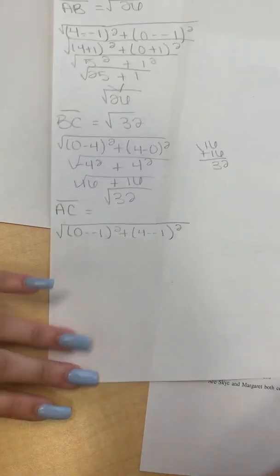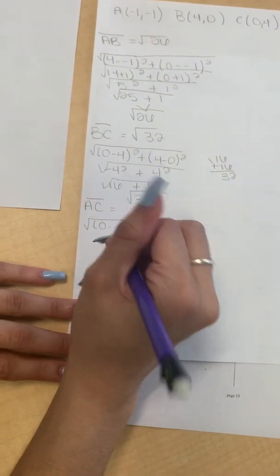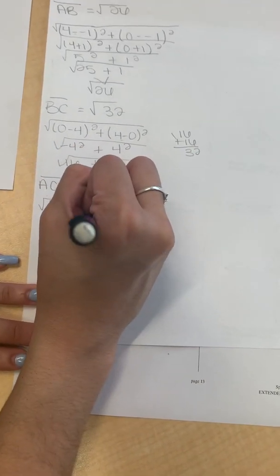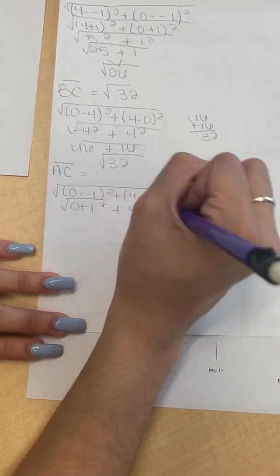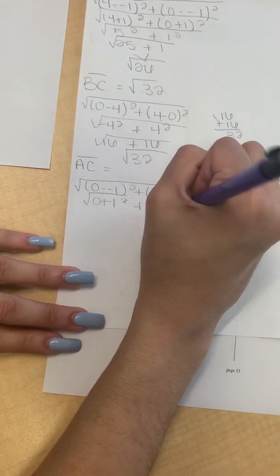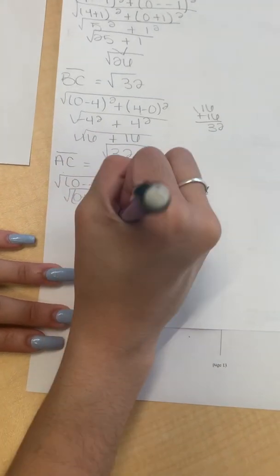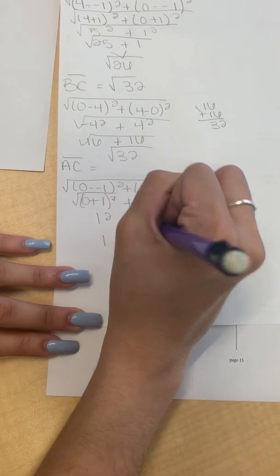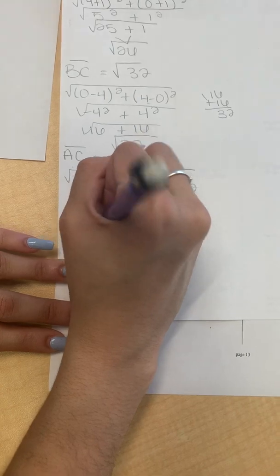And finally, AC. This is also the formula that I have set up. Since they're both negatives, it's 0 plus 1 squared plus 4 plus 1 squared. So that's 1 squared plus 5 squared. 1 times 1 is 1, and 5 times 5 is 25. This gives you radical 26 as well.